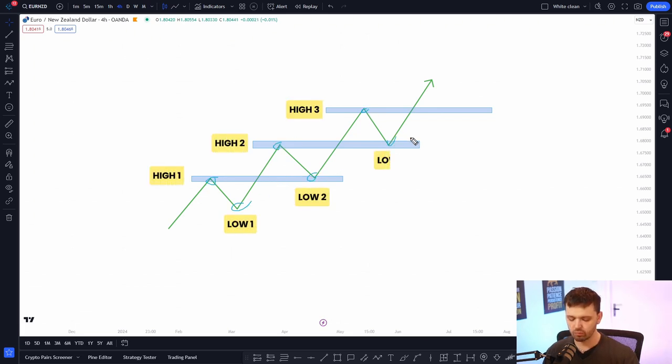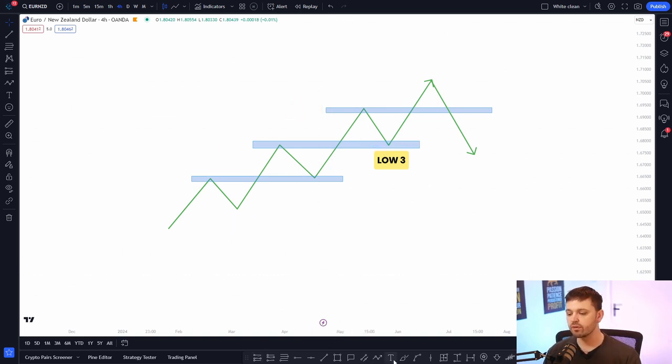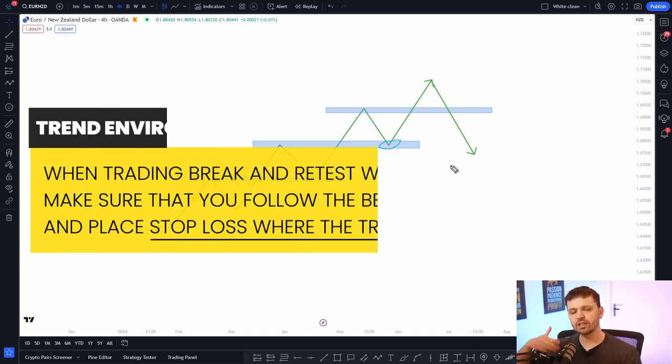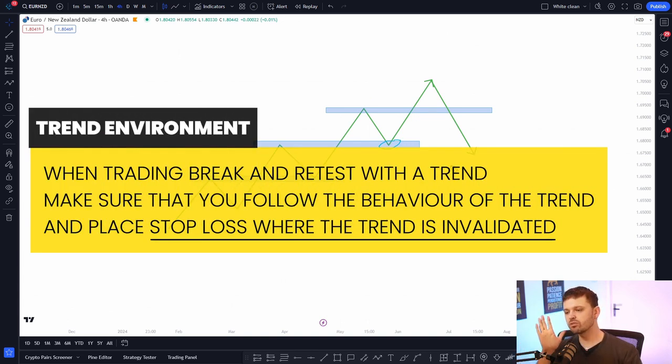Where is a trend invalidated? Well, I would say that the trend is invalidated when the previous low gets broken. Therefore, a very good level for a stop loss placement would be that level, because this invalidates the trend. When trading the break and retest with the trend, you have to follow the behavior and characteristics of the trend, and you want to place your stop loss where the idea or the trend is invalidated. Same thing with TP.